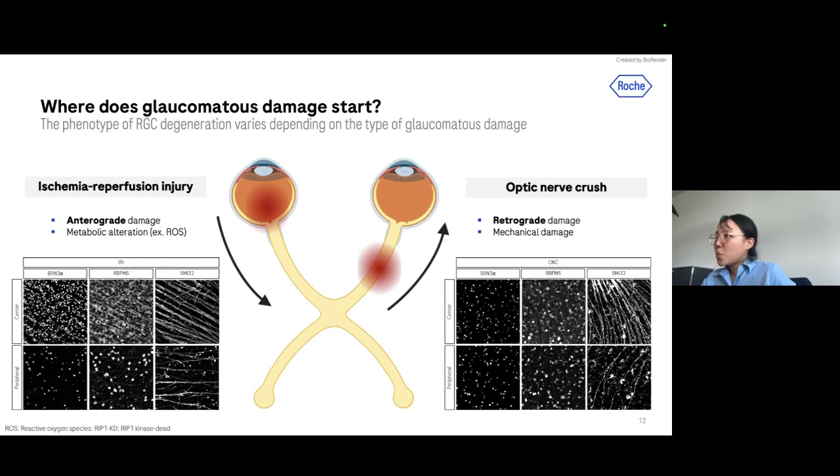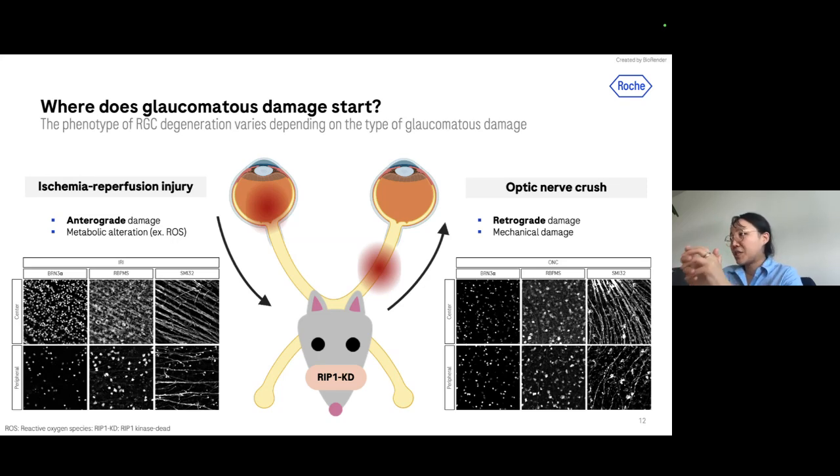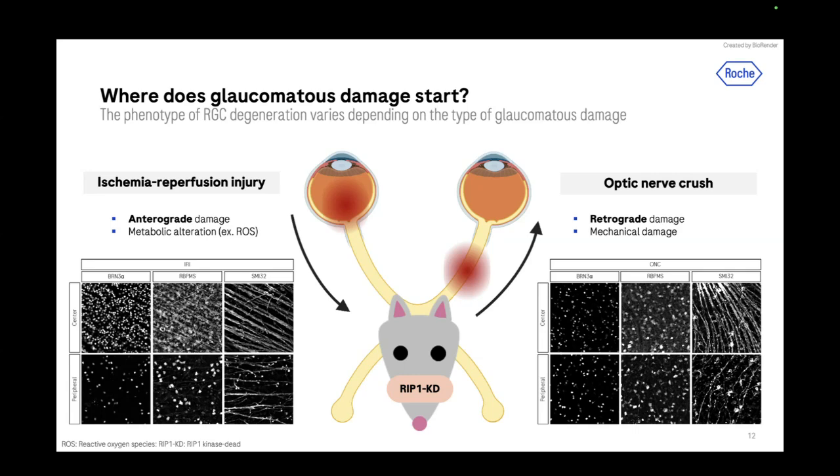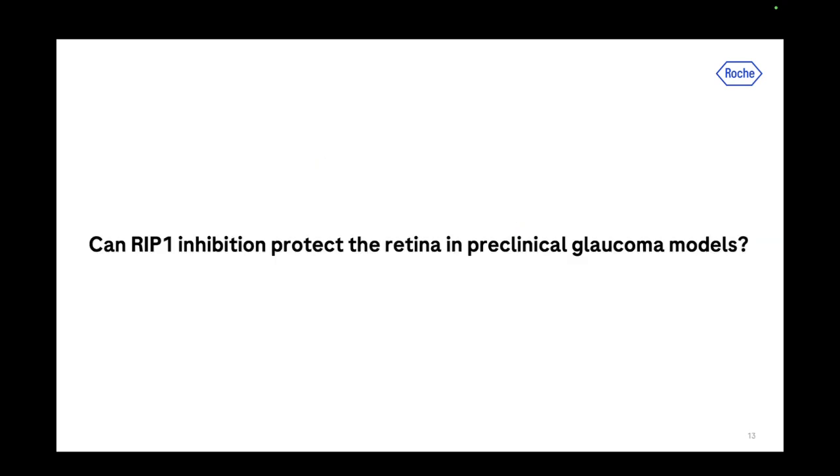So the question is, what happens if we remove RIP kinase 1? If RIP1 is really the central decision point for inflammatory cell death, the next logical step is to test what happens when we disrupt its function. To do this, we use RIP1 kinase-dead mice that are genetically modified so that the RIP1 protein is present, but its kinase activity is deleted. And by using both models, we were able to test whether RIP1 inhibition is broadly protective across mechanistically distinct types of injury.